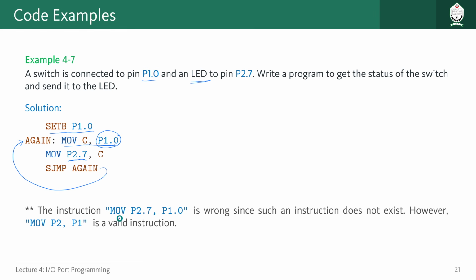But you can never write something like move pin 2.7 comma pin 1.0. You cannot move a value from pin to pin, but port to port is allowed, okay? Like in the first example, we had seen that we had to take the help of register A to get some input value of port 1 and send that to port 2. That can be done using just this one command, okay?